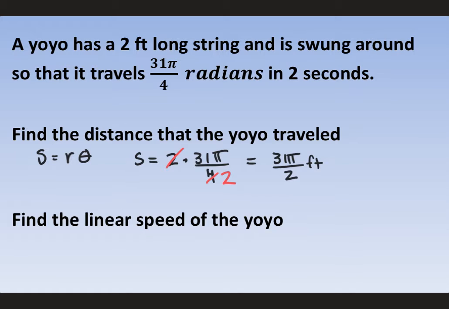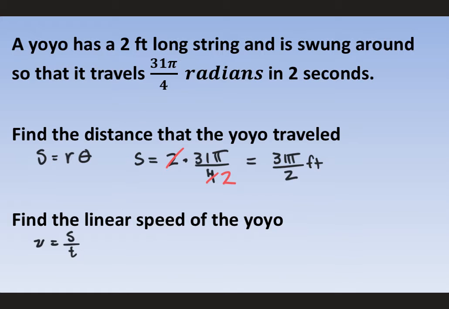Then the next thing says, find the linear speed of the yo-yo. So if that yo-yo was hitting you, how fast would that yo-yo have been going? Our linear speed formula is this little V symbol equals S over T. Well, in the previous problem, we just found S. This is our S right here. All we need to do now is divide it by T, the time, and we'll get our answer.